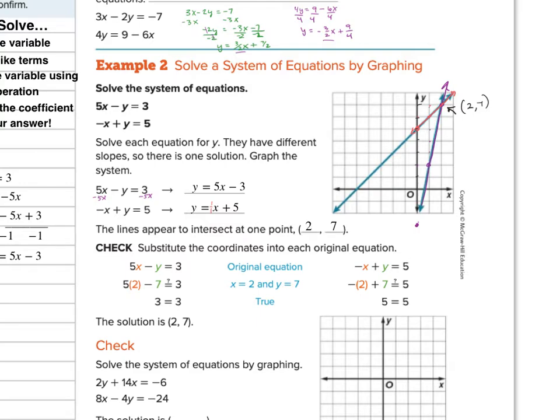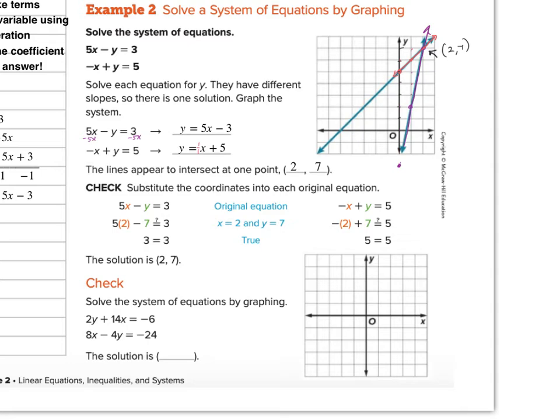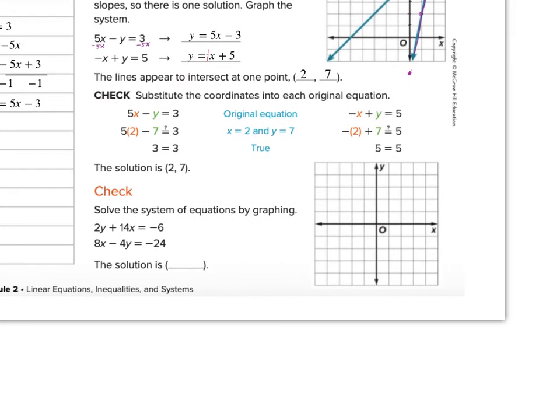Plugging them back in, right, when my x and y is 2 and 7, 3 equals 3. Taking the other equation and plugging in 2 and 7, 5 equals 5. So both of those statements are true for both of those equations right there. Now, go ahead and graph this one.